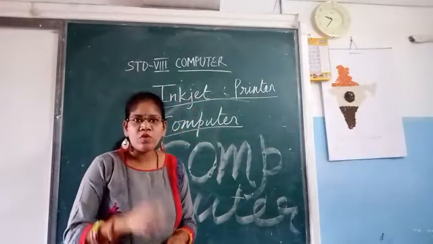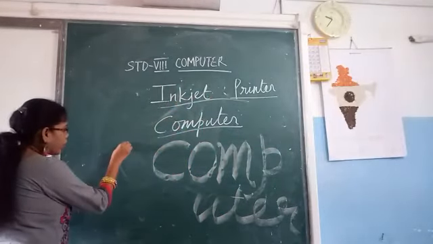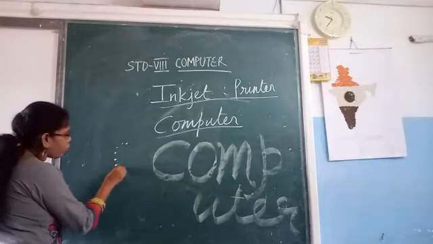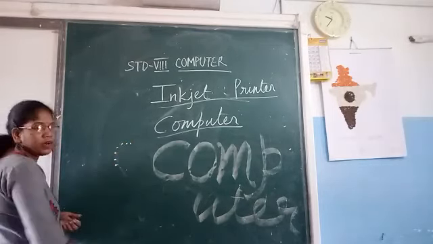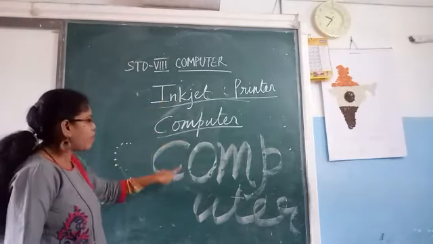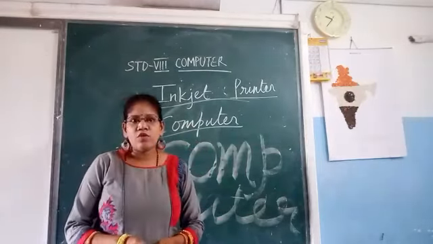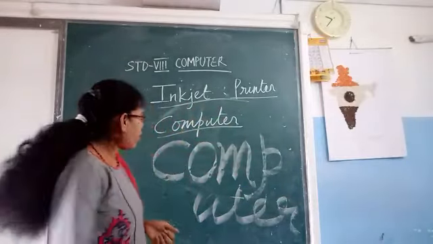So don't be confused. In dot matrix, the letter will come in dot wise, what I told you earlier. It will come in dot wise, the image which you get in a print. And in inkjet, it will come in a spray form. The ink will be sprayed. So this is known as inkjet printer.